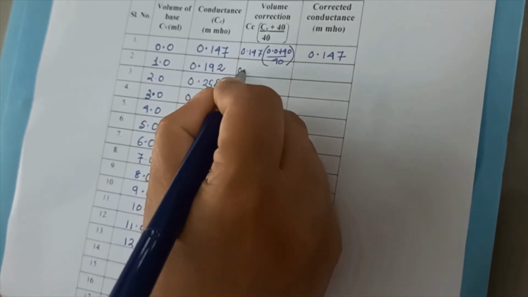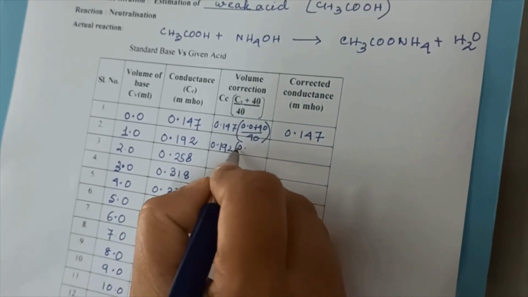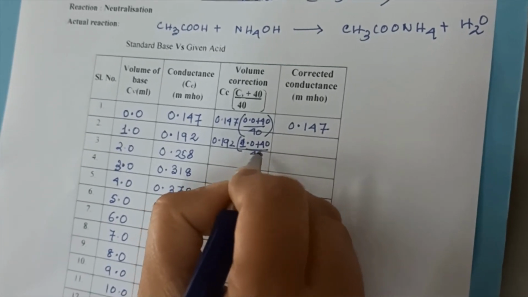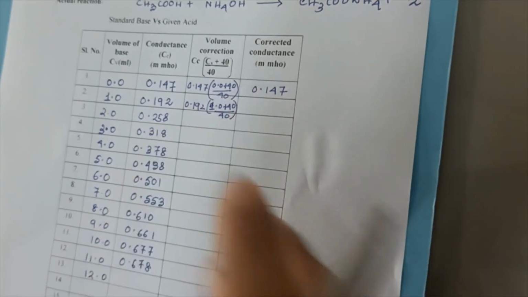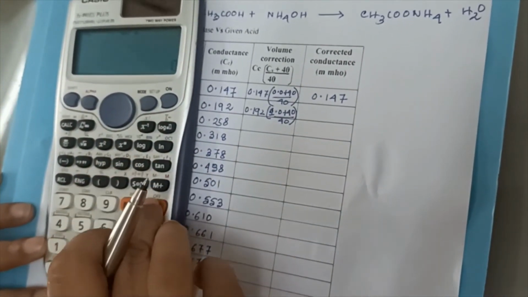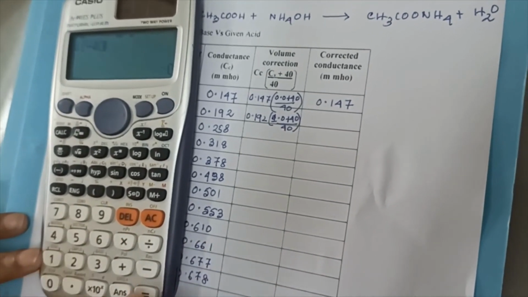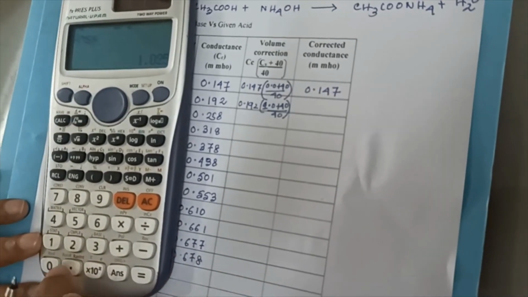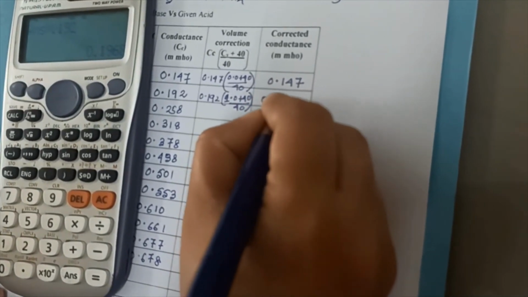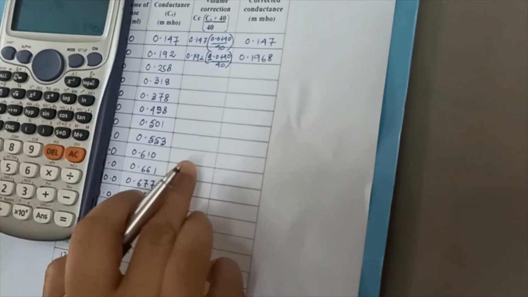Now we come to the second. So here it will be 1.0 plus 40 divided by 40. So it will be 0.192 into 41 divided by 40. So we'll just do that. 41 divided by 40, which is this, into 0.192, which is 0.1968. So for each reading we have to do this volume correction.